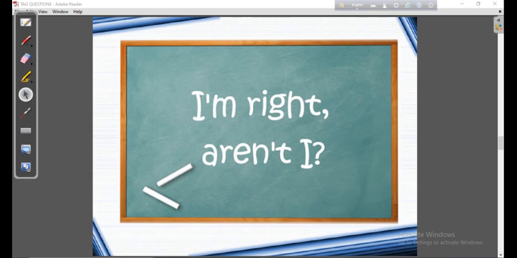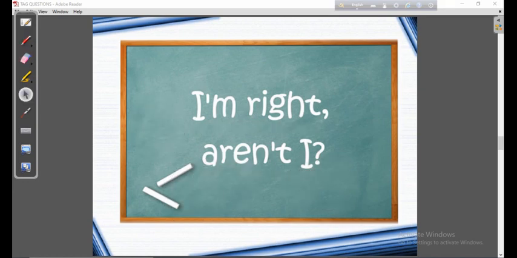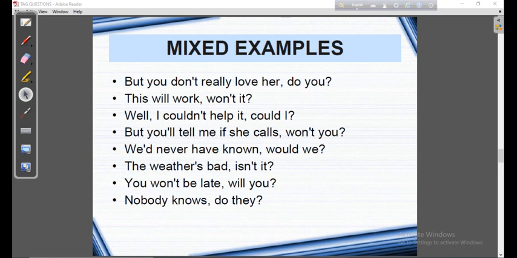Okay, so dear students, I'm right. So what will be the tag? It's the question. I'm right. It is positive, so it will take a negative tag, and I've already said if it is am not, it will be aren't. Am not, it will be aren't. Okay, dear students. Mixed examples.